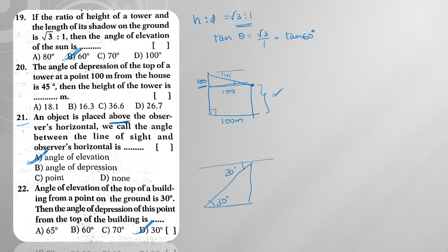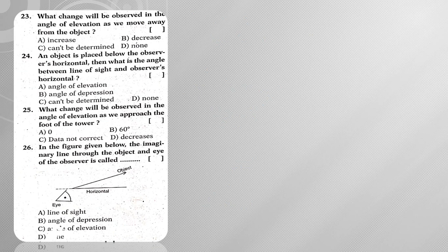The angle of elevation of the top of a building from a point on the ground is 30 degrees. Then the angle of depression of this point from the top of the building is 30 degrees only, right? Next, what change will be observed in the angle of elevation as we move away from the object? The angle of elevation will decrease as we move away from the object, right? So as we move away from the object, the angle of elevation decreases.